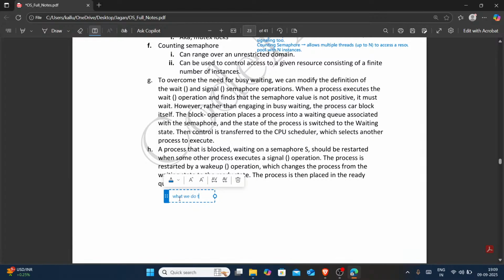So what will we do to overcome busy waiting and wasting CPU cycles? We will keep the process in the waiting queue.